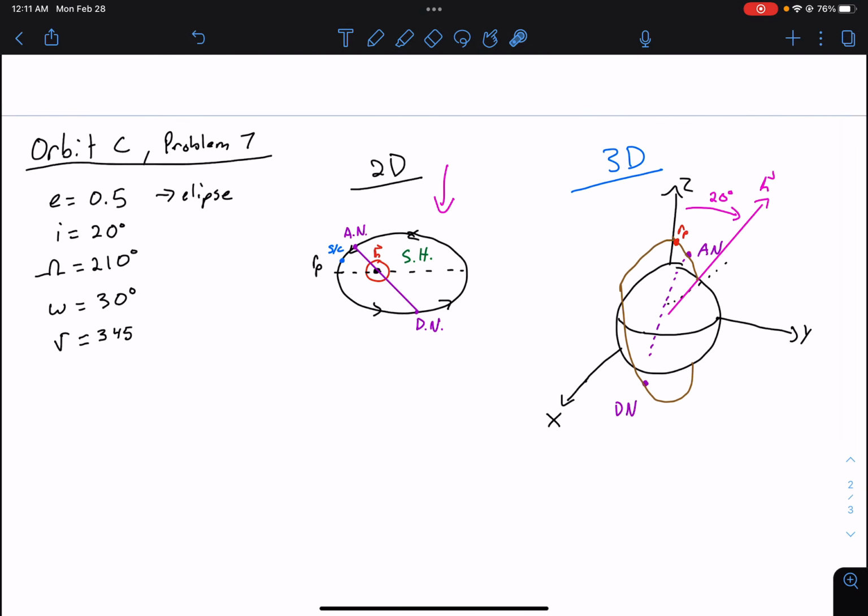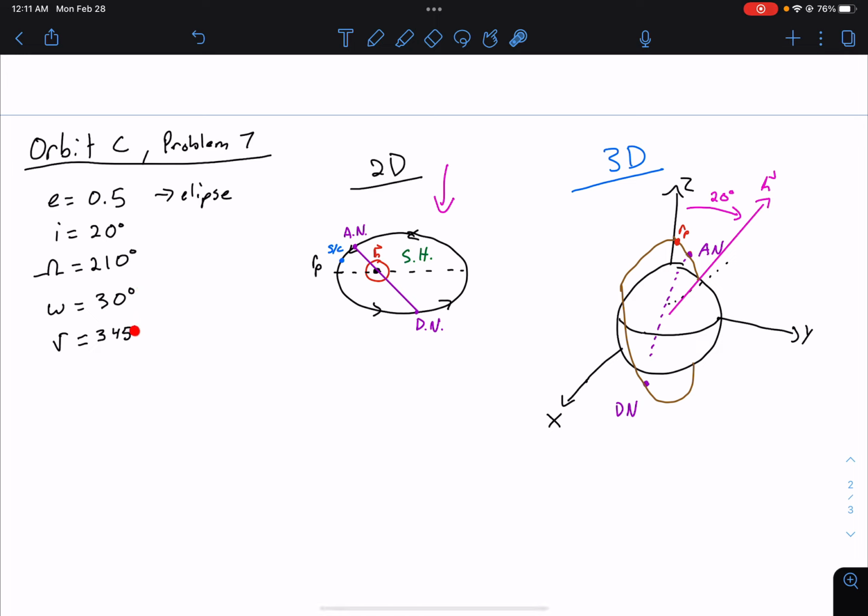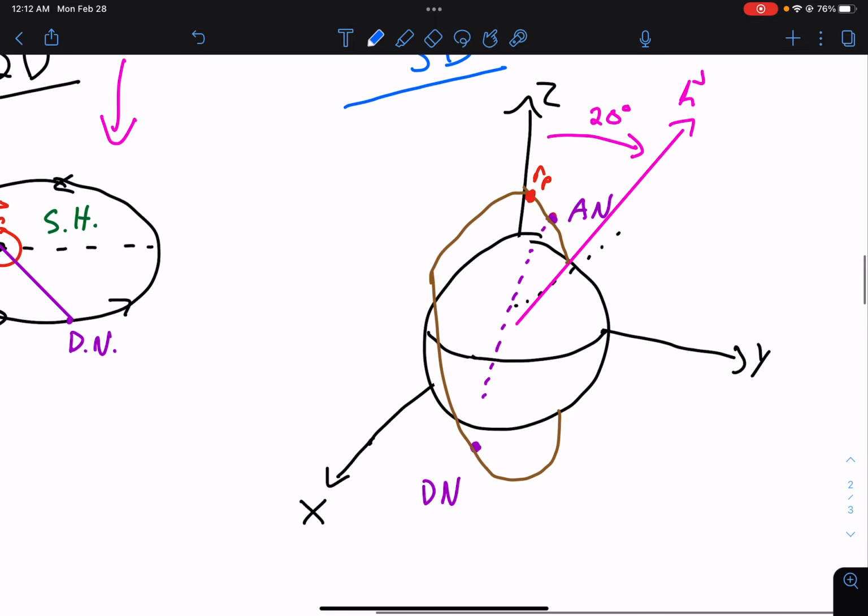Okay, well, where's my spacecraft? At 345 degrees, right? If our ascending node is on this XY plane and our periapsis is 30 degrees up, right? That means it's somewhere halfway in between ascending node and our periapsis, which means it's our spacecraft right there.